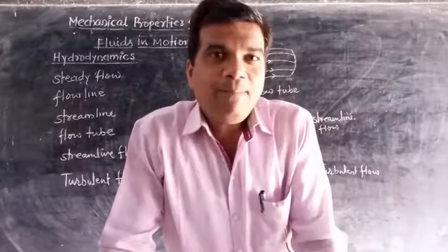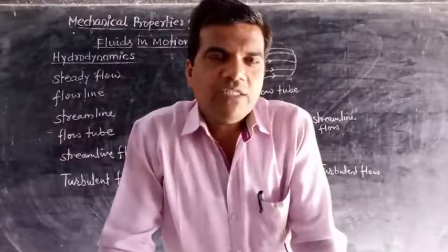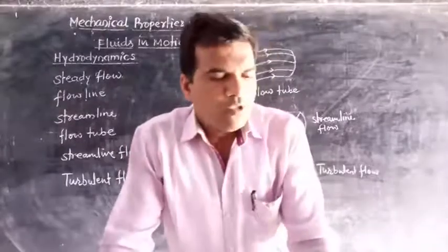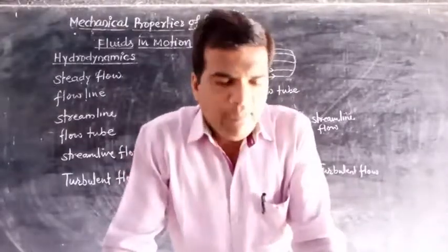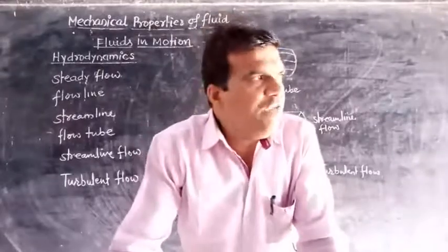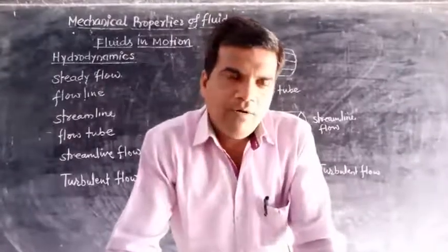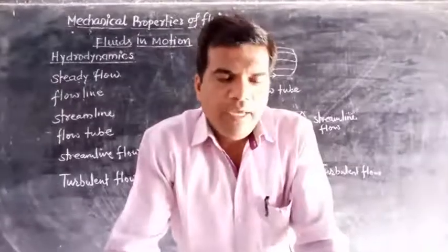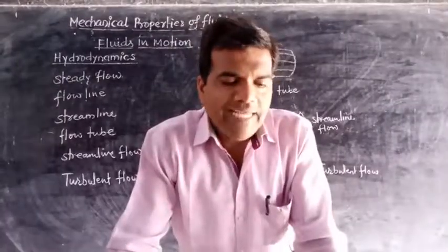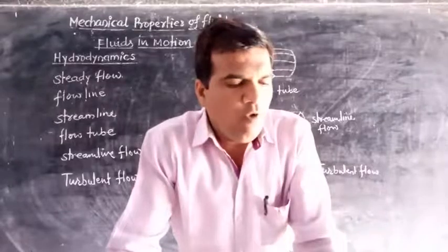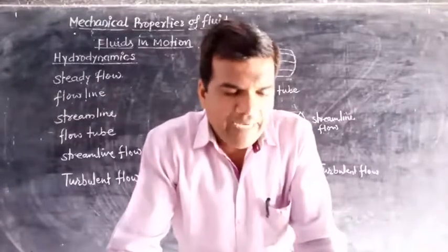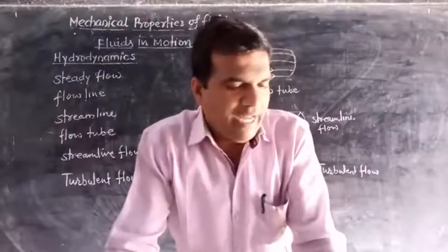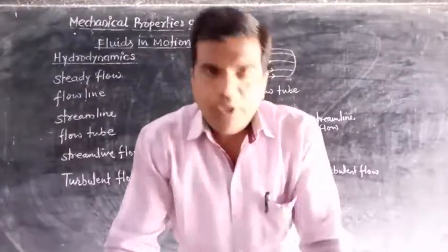Flow line means the path along which the flow is taken out, carried out. So the path of an individual particle in a moving fluid is called flow line. Then streamline, a curve whose tangent at any point in the flow is in the direction of velocity of flow is called streamline.